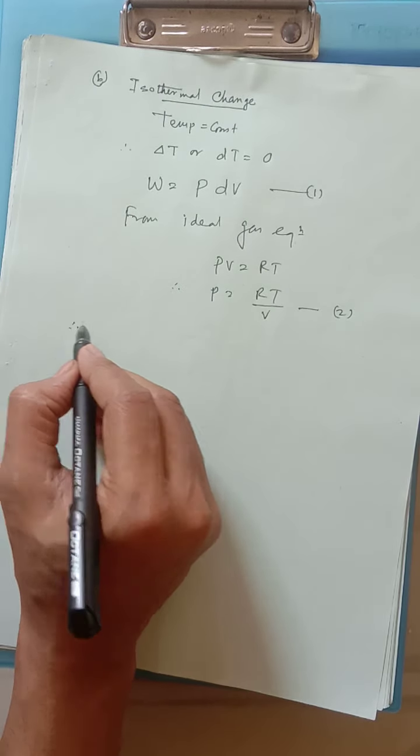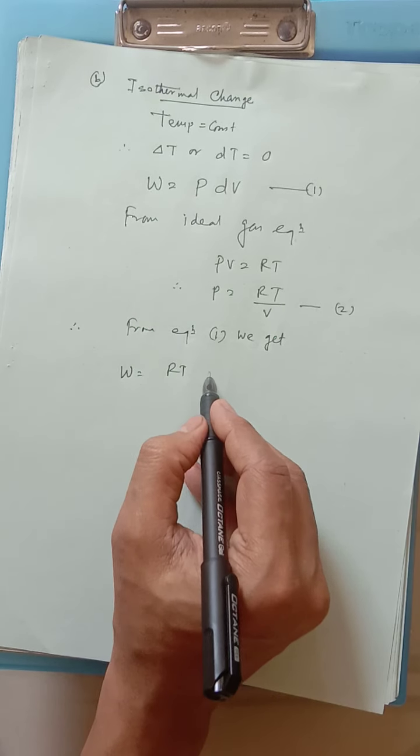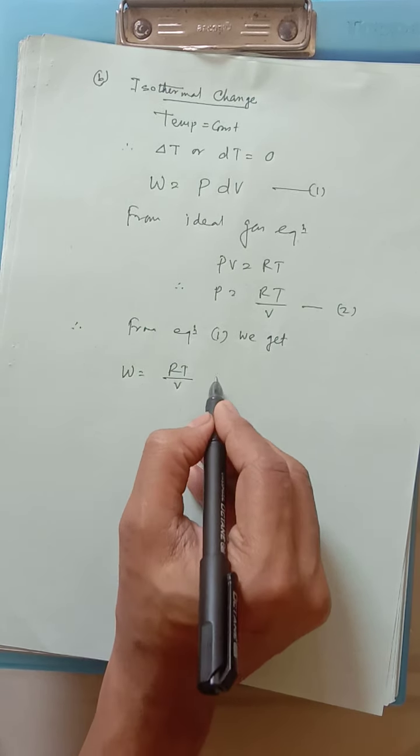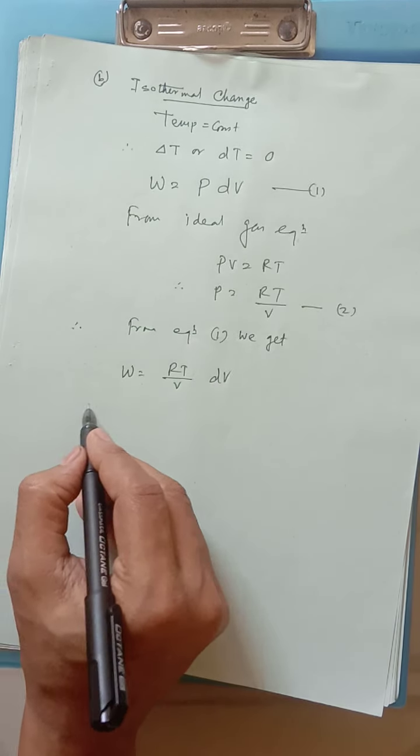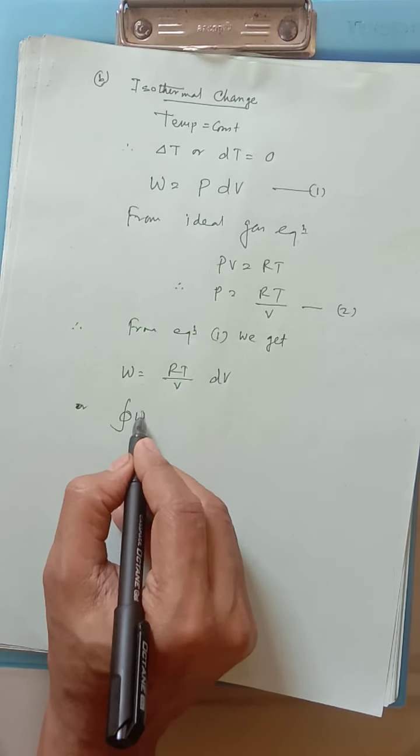So from equation number 1 we get, just putting the value of P, W equal to RT by V into dV, or for the whole cycle W equal to RT dV by V. Integration should be done over here from 1 to 2.